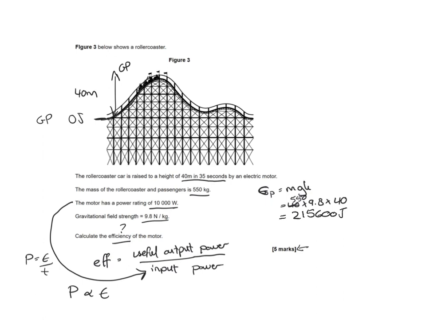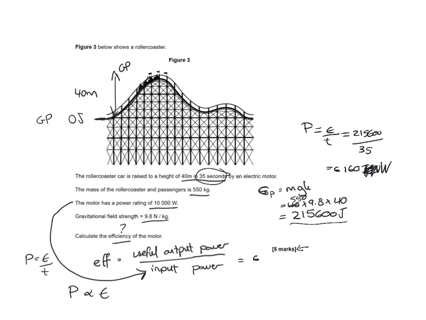This means I have 215,600 joules of energy being transferred, but I know that this energy has been transferred in 35 seconds. So power is energy over time, which is 215,600 divided by 35 seconds, which should give us 6,160 joules, watts. So that's how much power was transferred usefully to the gravitational potential store. And now I can calculate my efficiency.